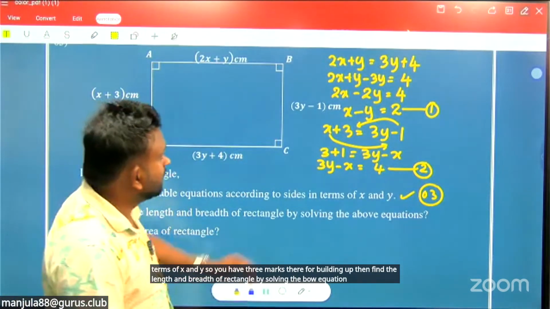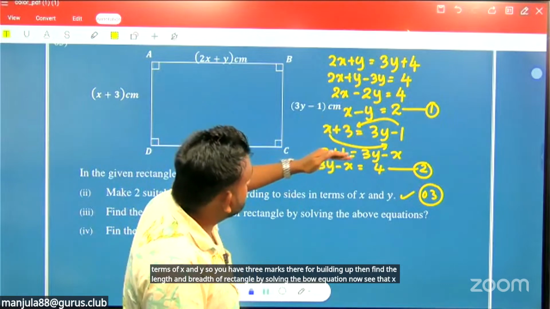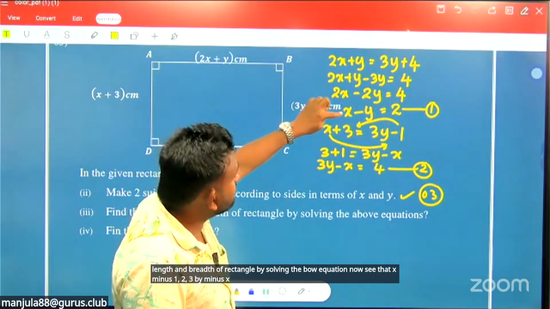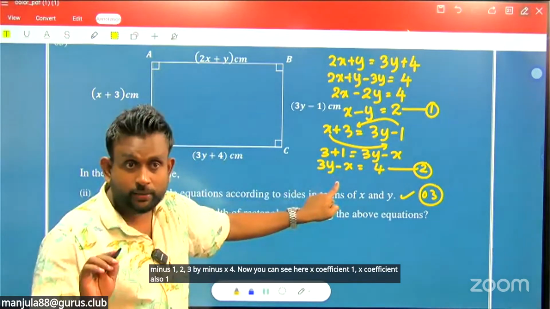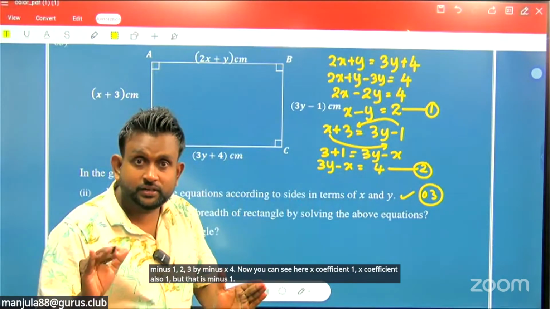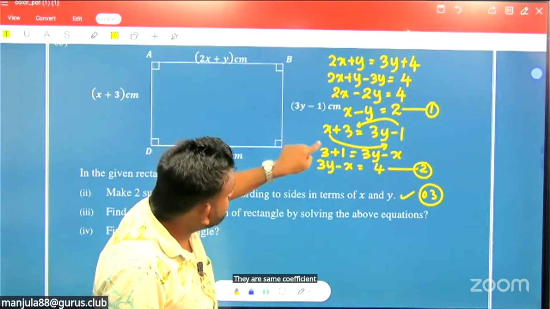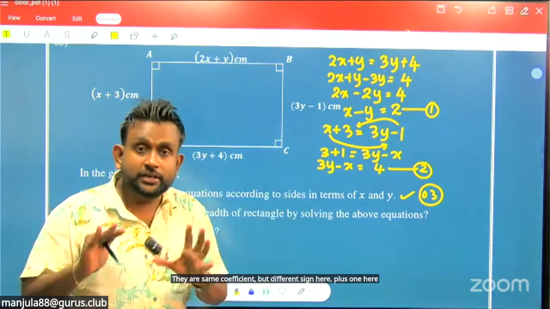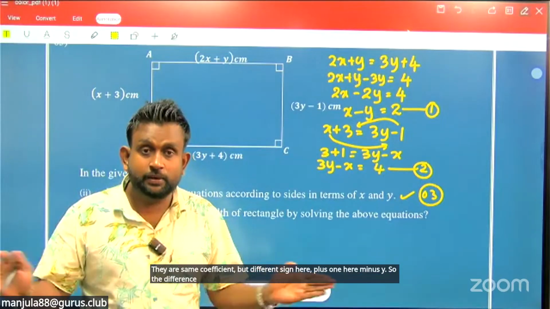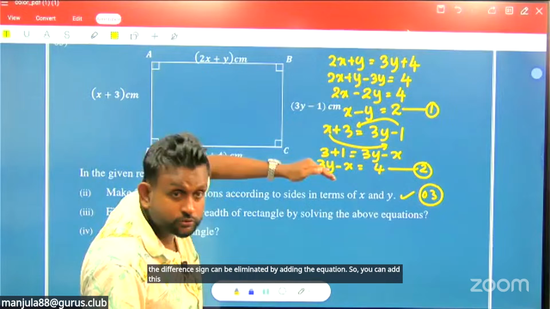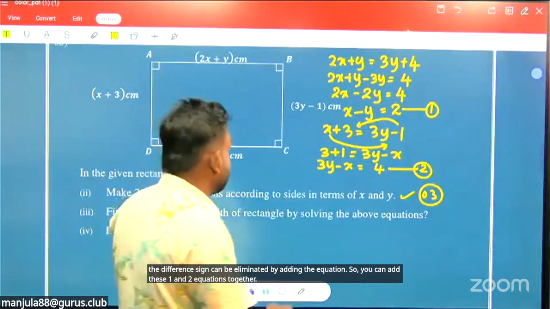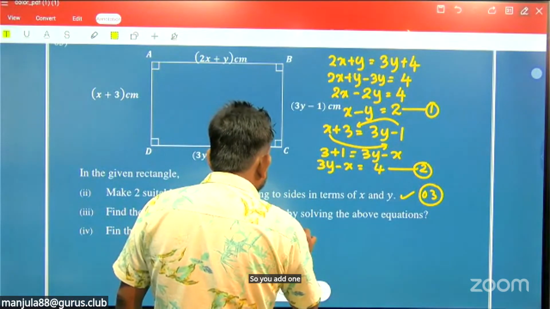Now see that x minus y equals 4, and 3y minus x equals 4. You can see here the x coefficient is 1 and here the x coefficient is also 1, but that is minus 1. They have the same coefficient but different signs, plus 1 here, minus 1 here. So the different signs can be eliminated by adding the equations. So you can add equations 1 and 2 together. Right, so you add 1 plus 2, see there.